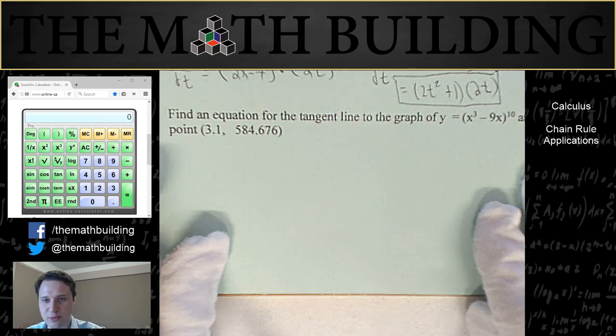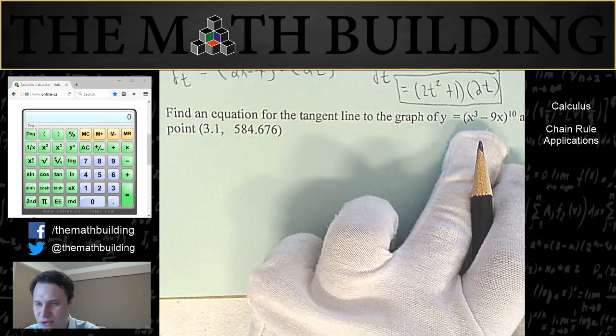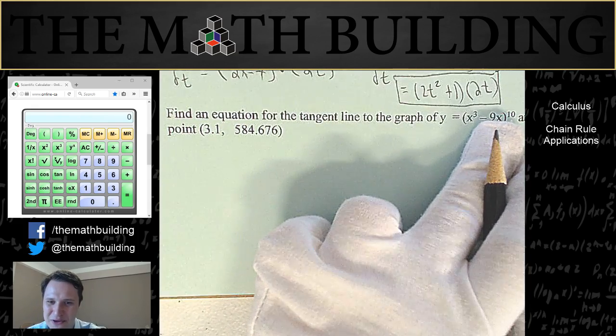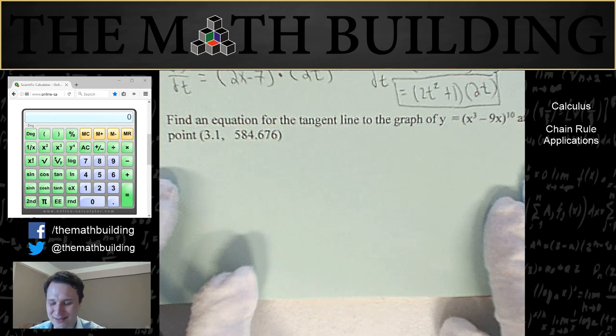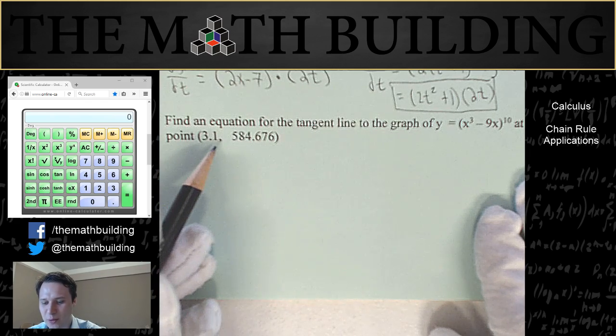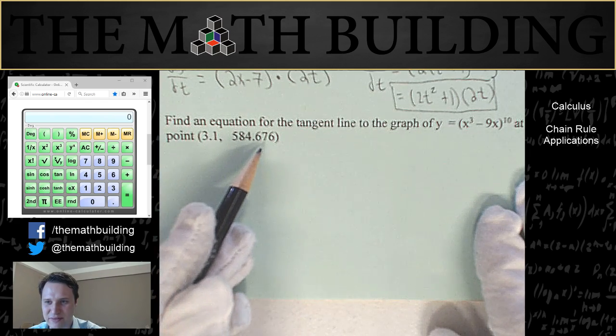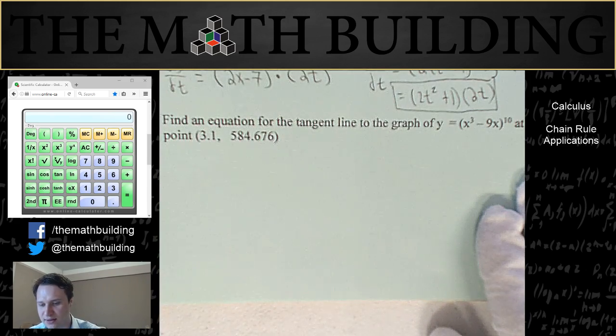So you're used to this one by now. We're going to find a tangent line to this graph, and look at this: (x^3 - 9x) to the 10th power. If we FOILed this whole thing out, it would have a degree of 30. So that's a pretty high power polynomial. We have this point (3.1, 584.676), which is a point on this graph, and we want to find the equation of the tangent line at that point.